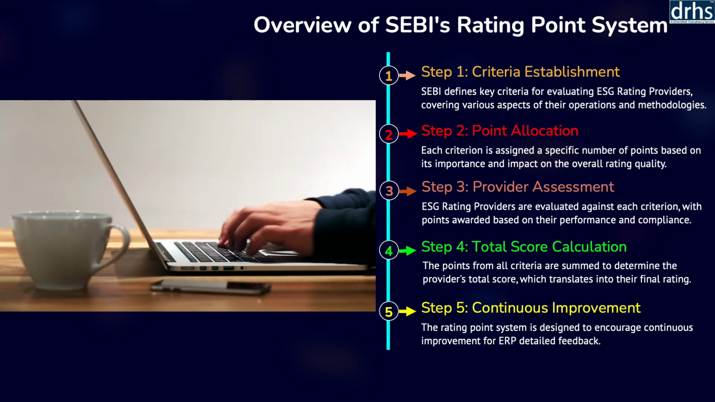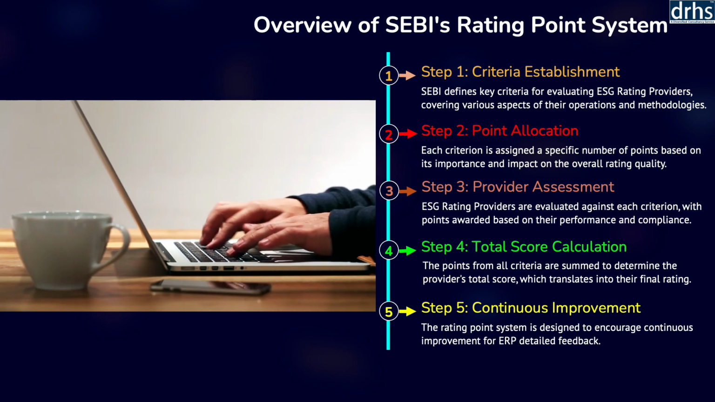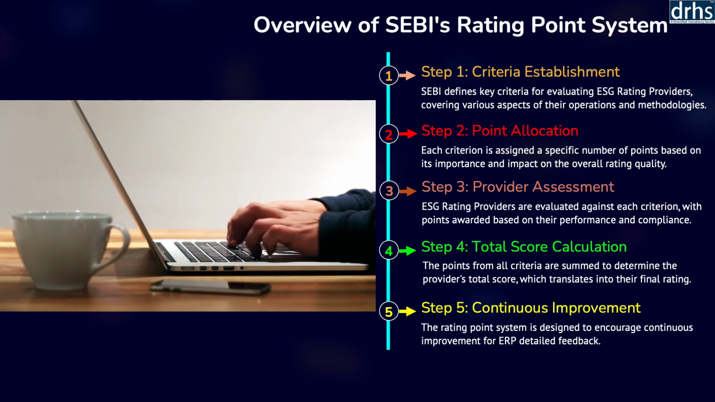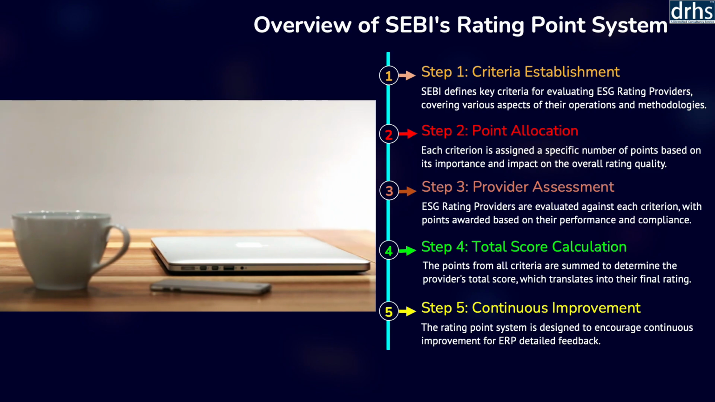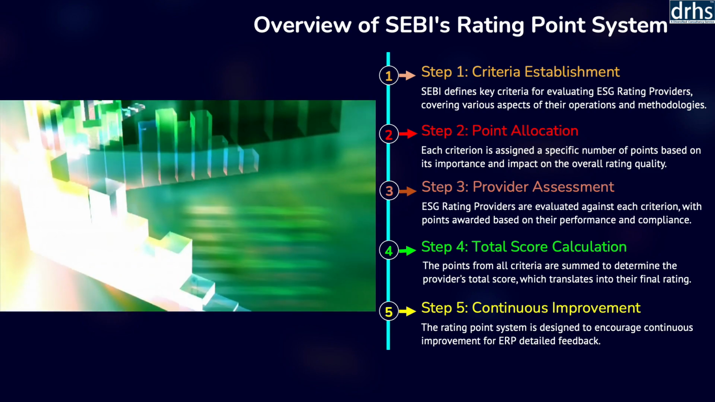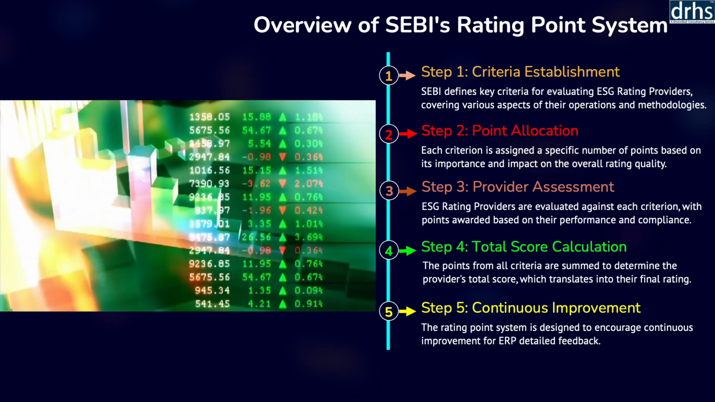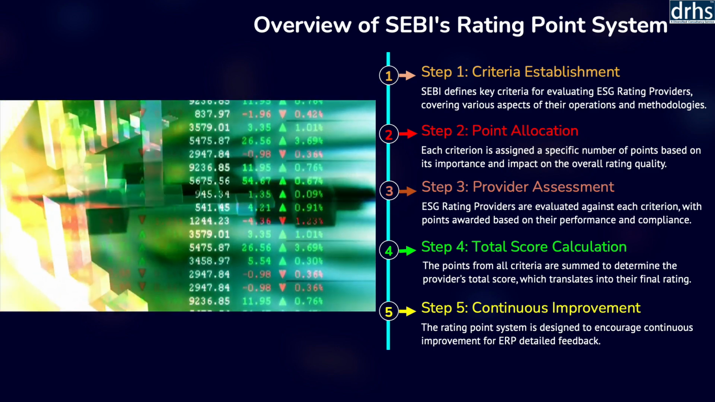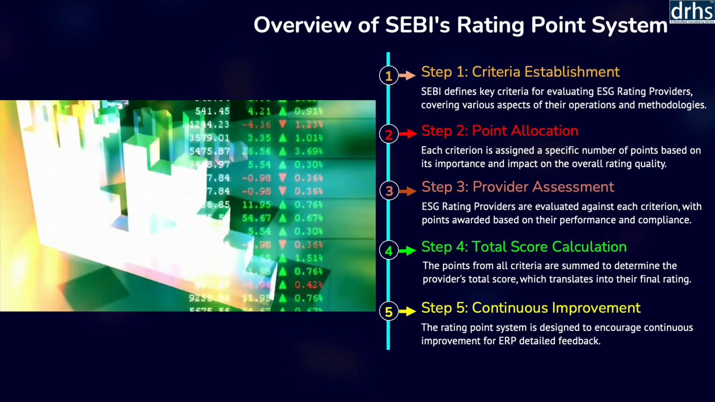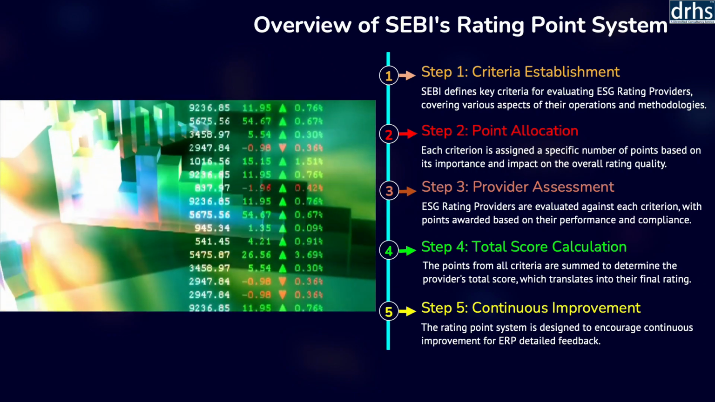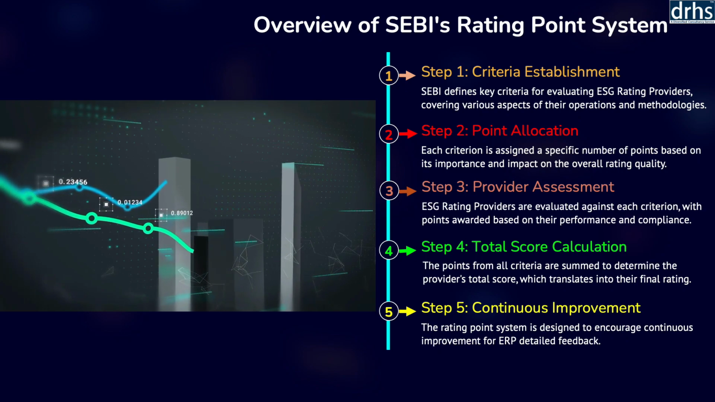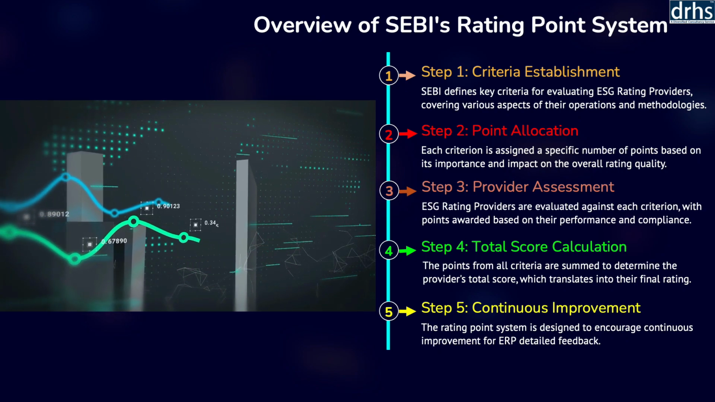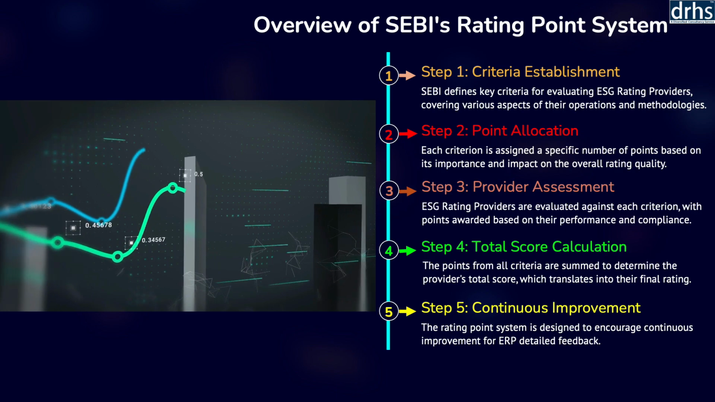By implementing this comprehensive rating point system, SEBI aims to enhance the credibility and effectiveness of ESG rating in the Indian market. This system provides a clear, quantifiable method for evaluating ERPs, ensuring they meet high standards of quality and reliability. It should offer stakeholders valuable insight into the strengths and weaknesses of the different ERPs, supporting informed decision making in the selection and the use of ESG rating.